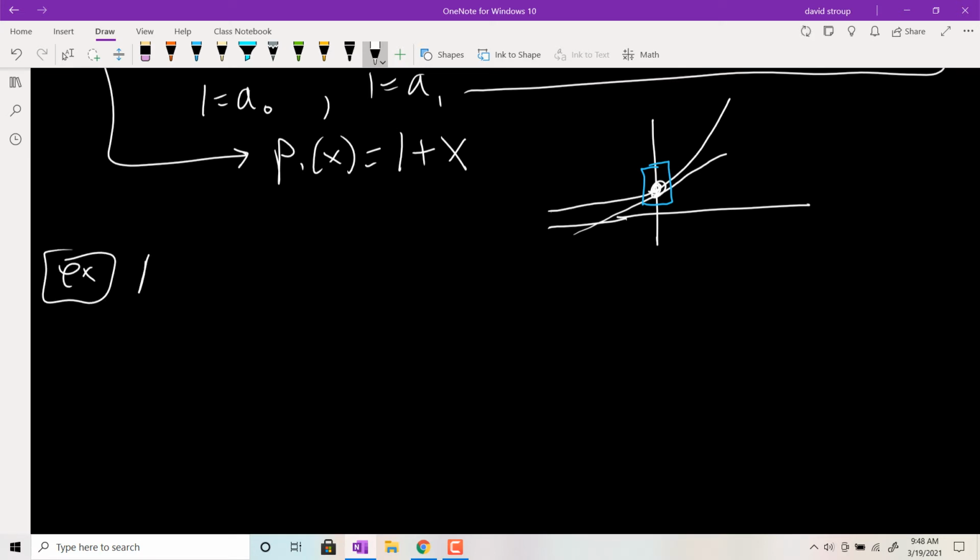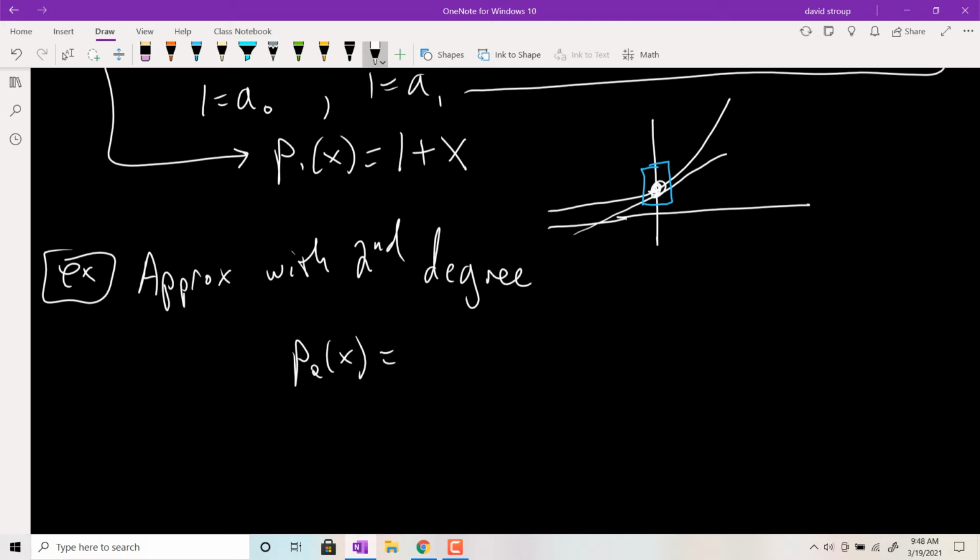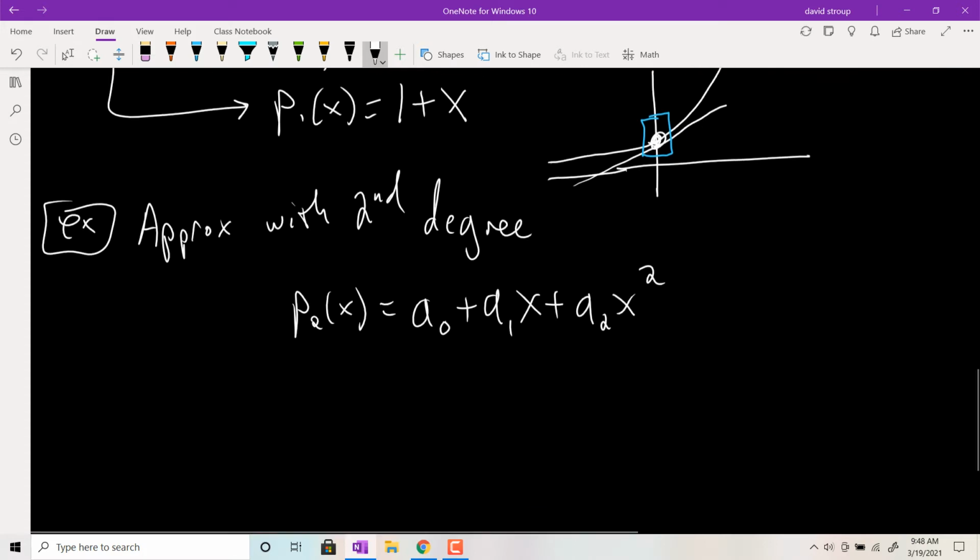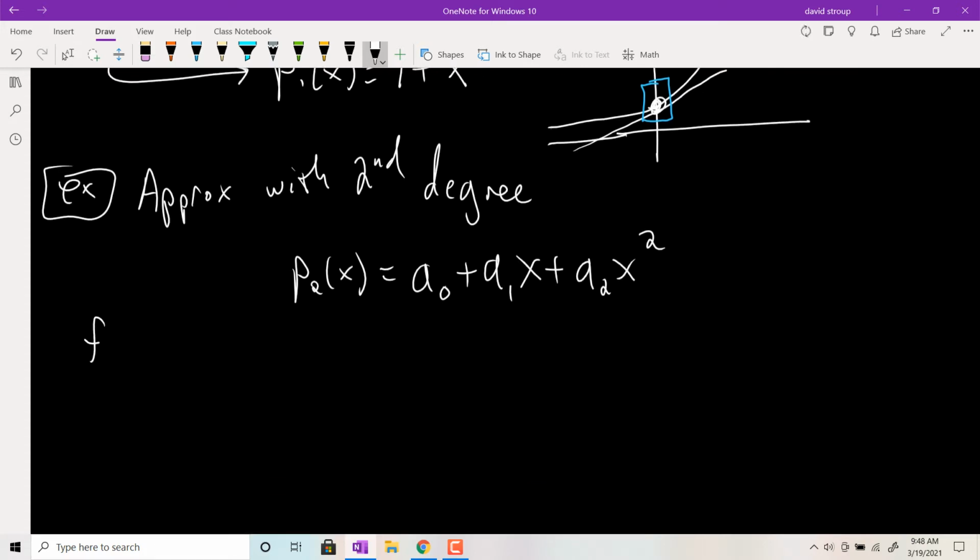Sort of approximating now with a second degree, so a quadratic, basically. So again, what does that thing look like? Well, p sub 2 of x will be a sub 0 plus a sub 1x plus a sub 2x squared. Okay. And then we go through the whole rigmarole again, and I'm approximating f of x equals e to the x, just for things to be easy.